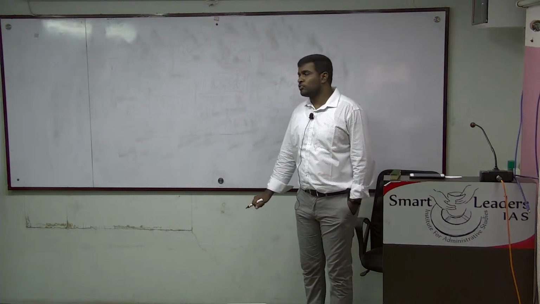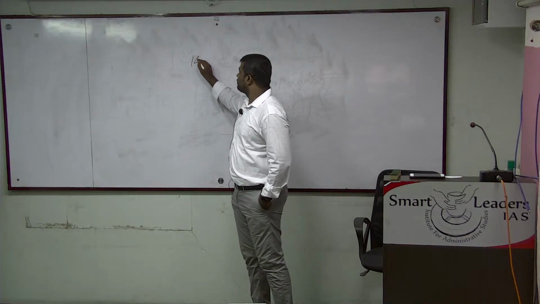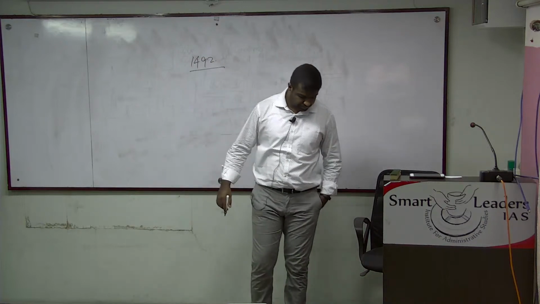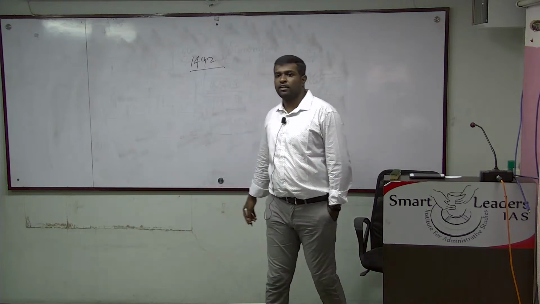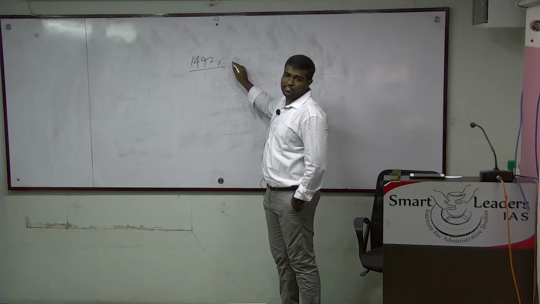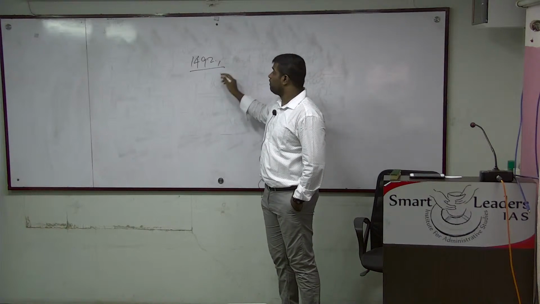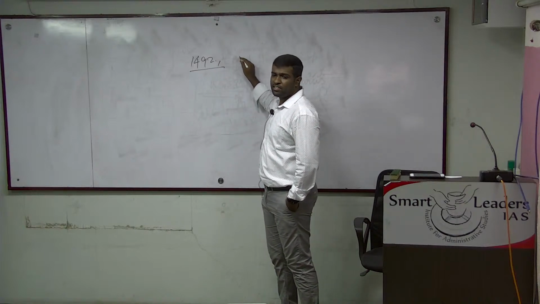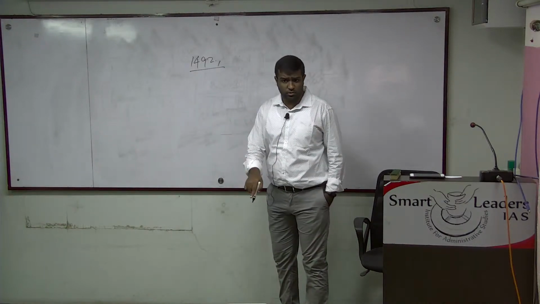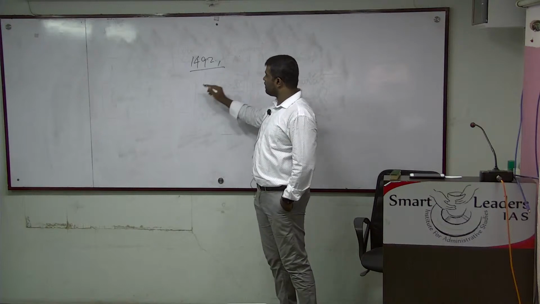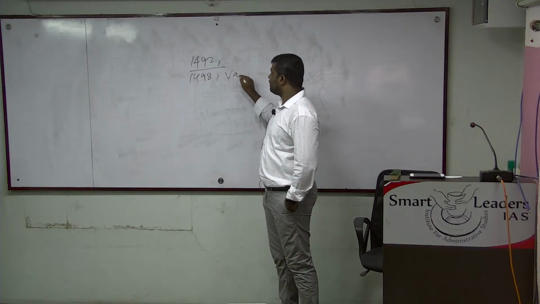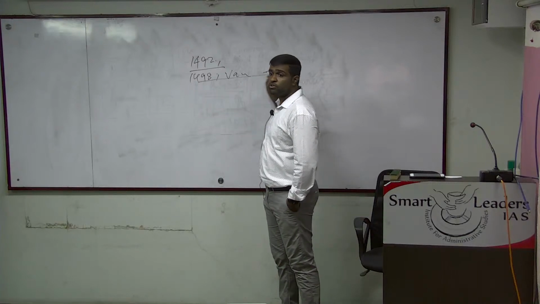Right. So first, 1492, what happened? Columbus discovers America. With what intention did he go? He set his journey to find a route to India. He could not do that. In 1498, what happened? Vasco da Gama finds a sea route to India.